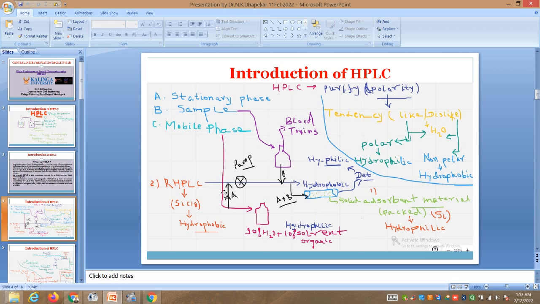If these samples along with this mobile phase are pumped in this tube, then this stationary phase is hydrophilic. So the molecules which will not be able to create the bonds will come out of this tube, which will be detected by the detector. And when it moves further from the detector to the system, we can get graphs.